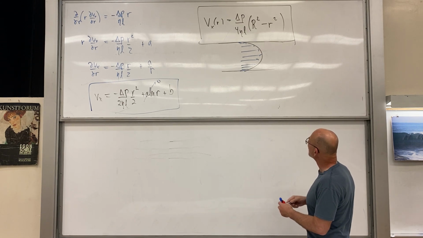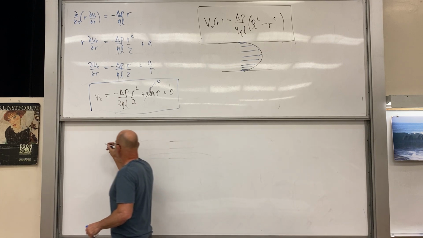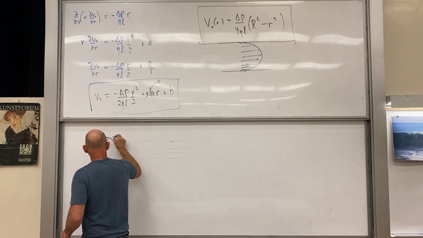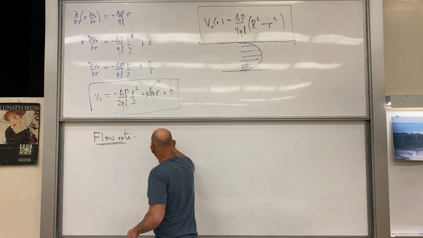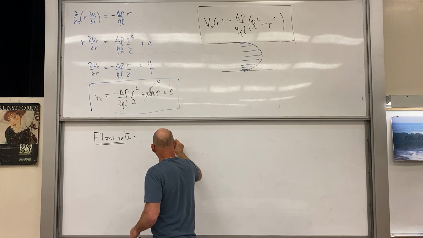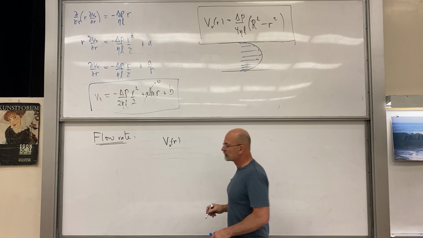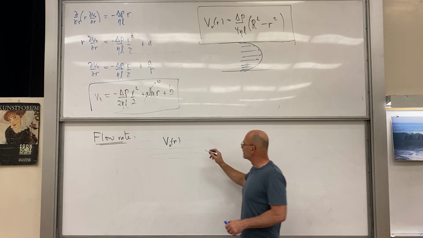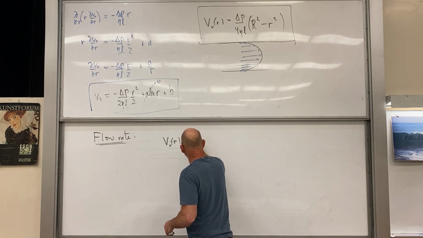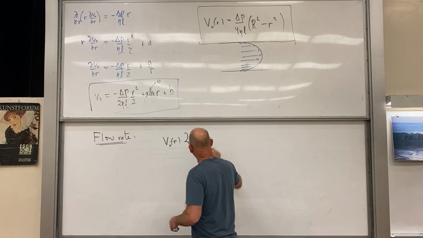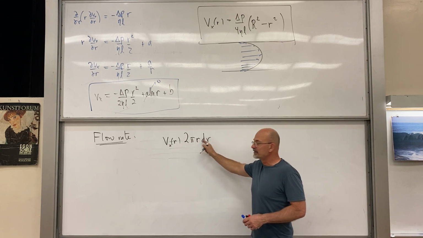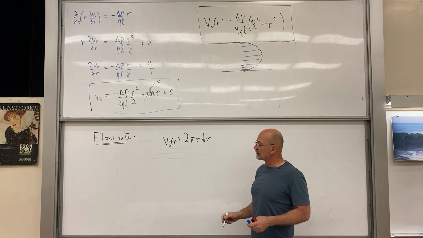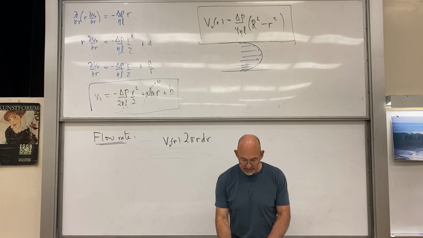So what we have here, finally we'll get the flow rate through the pipe. So what we do is we take Vx of r, that's length per time, and we multiply it by a ring, 2 pi r dr. So that's length per time times area, that's going to be volume per time. So if we integrate this up, we get the flow rate in volume per time.